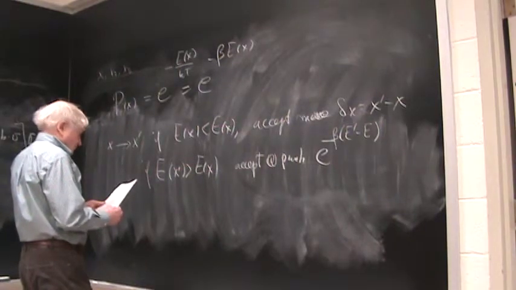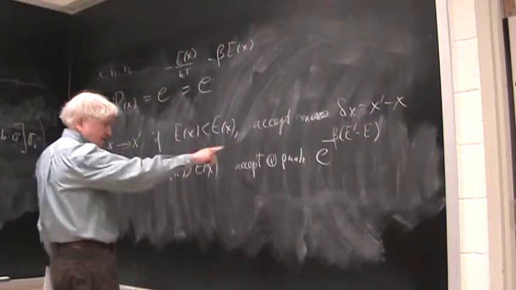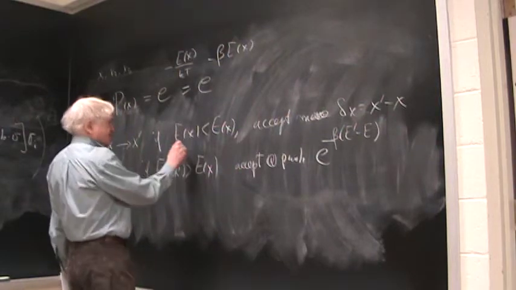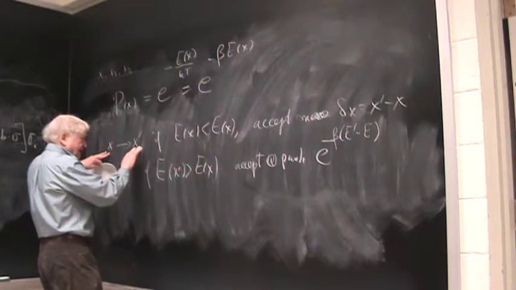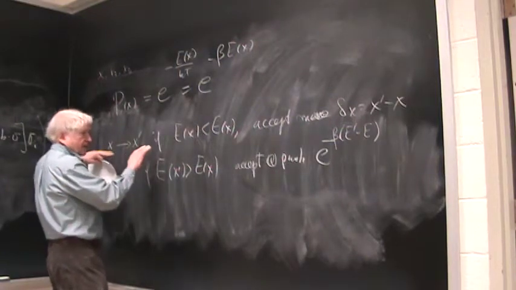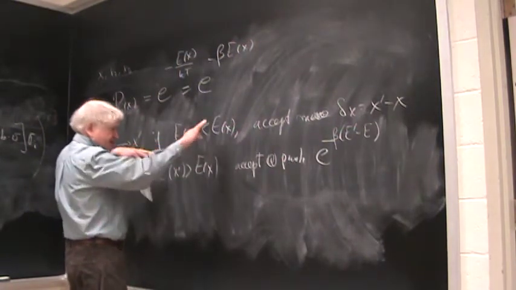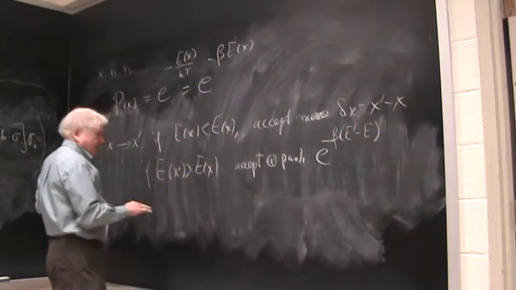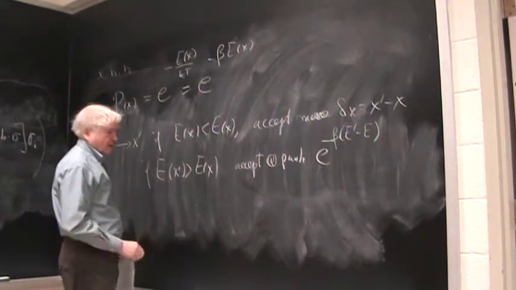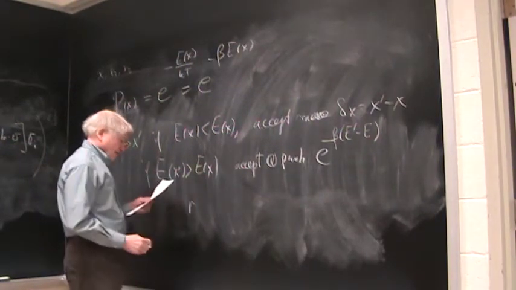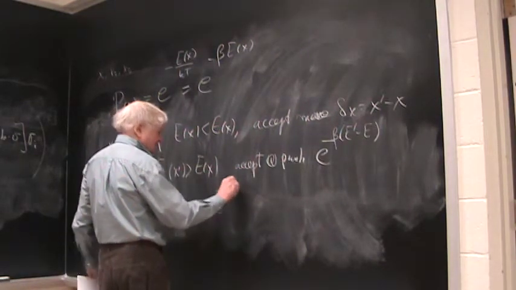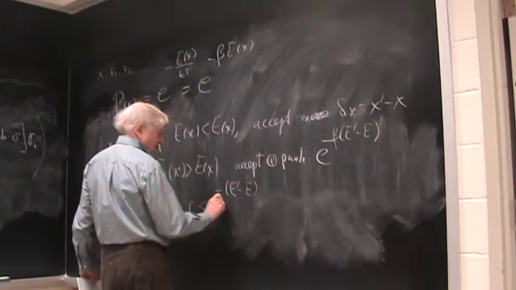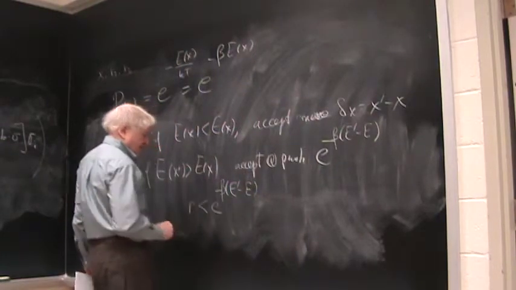And what you do in order to implement this, the top part is obvious. You pick a random configuration, x prime. If that energy is less, you move to x prime. On the other hand, if it's bigger, what you do is you generate a random number. And if the random number is less than e to the minus (E prime minus E) times beta, then you accept.